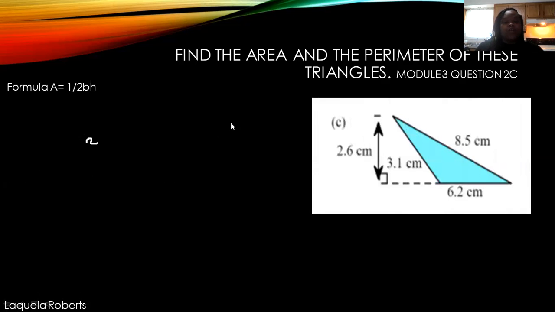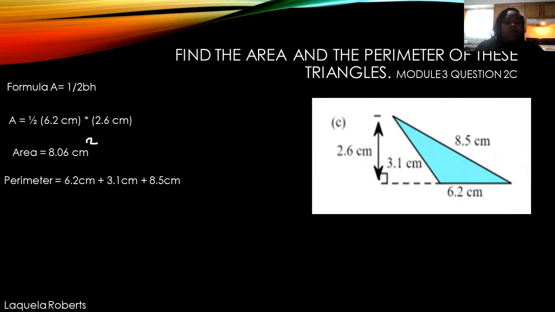Part C, we're going to do the same exact thing. We're going to do area equals a half times 6.2 centimeters times 2.6 centimeters, which our area will be 8.06 centimeters squared. And we're going to add all of our numbers up together, which is 6.2 plus 3.1 plus 8.5, and we'll get 17.8 centimeters. So I hope you guys got that part.